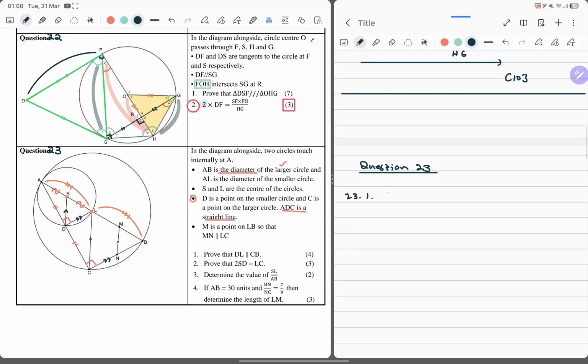Done and dusted. So we know, folks, that angle ADL is going to be equal to 90 degrees. This is the angle in a semicircle. That's what they say overseas. Semicircle.